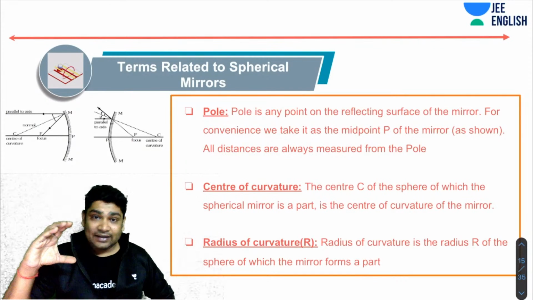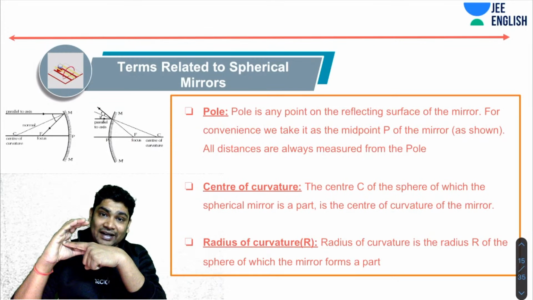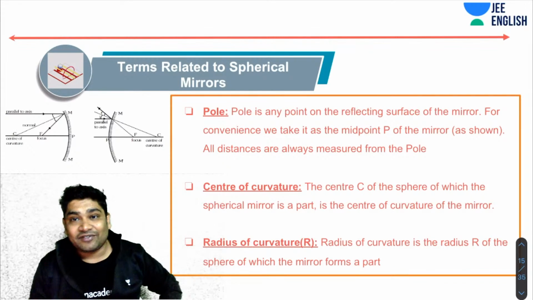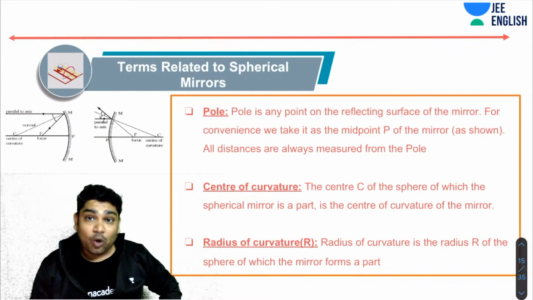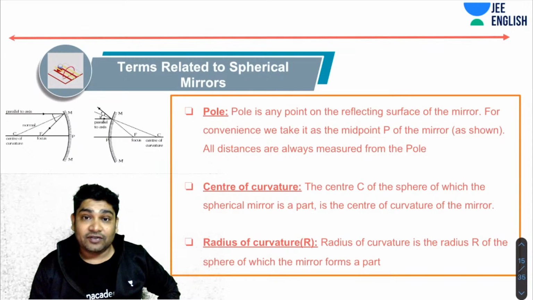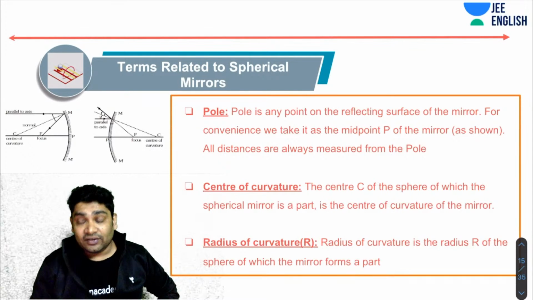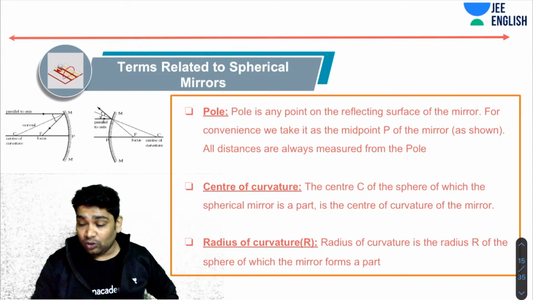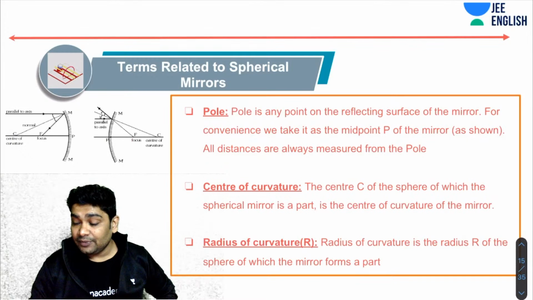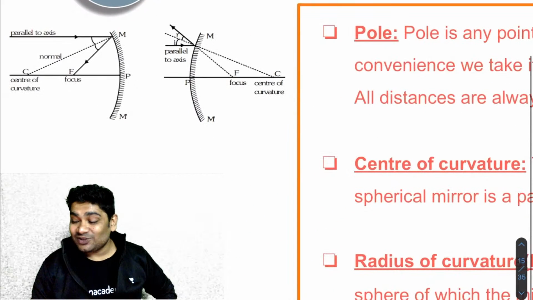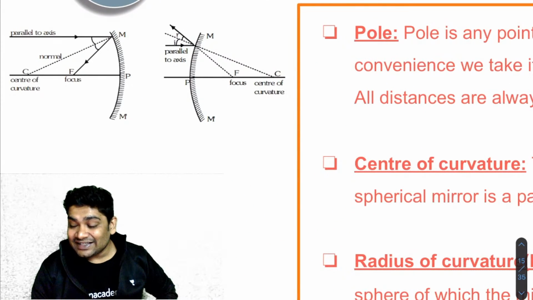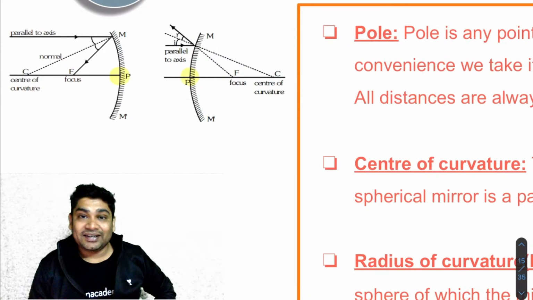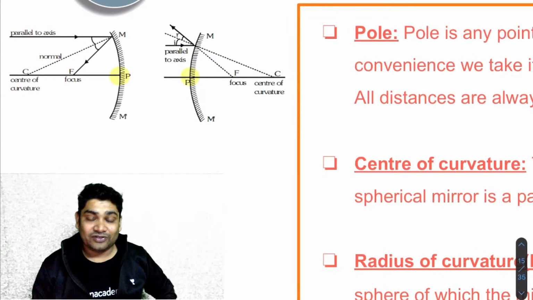So it's a 3D thing. If you consider the exact middle point, then that is usually referred to as pole. And all the distances are always measured with respect to the pole. That is the significance. Whenever we are talking about any measurements, all the measurements will be given with respect to the pole only. Okay, so you can see here, in case of these two mirrors, the center point here is what we call the pole of the mirror.